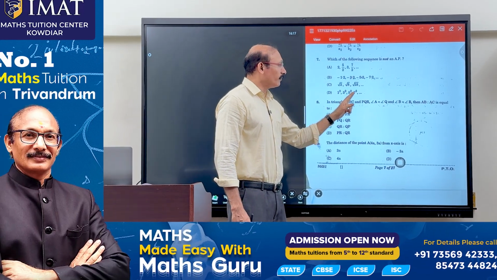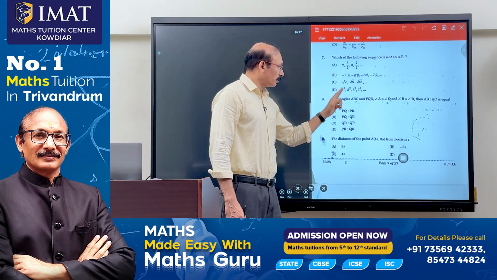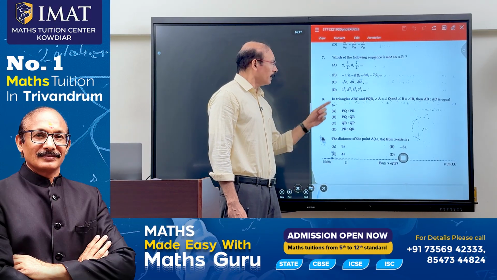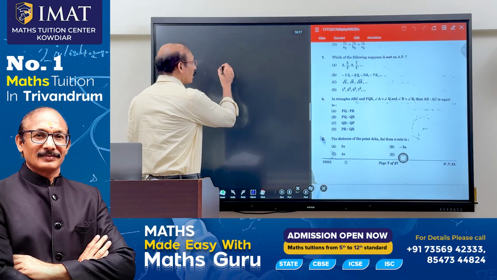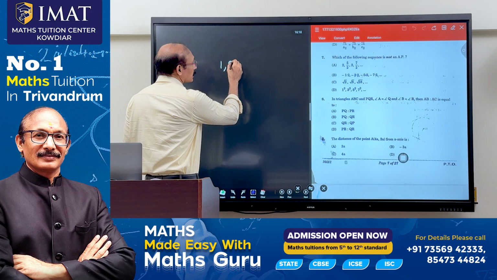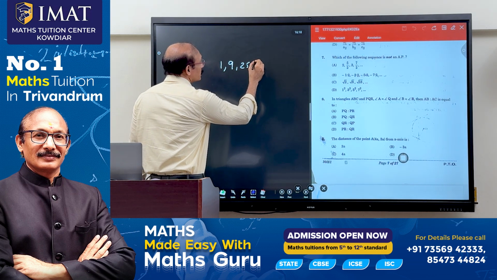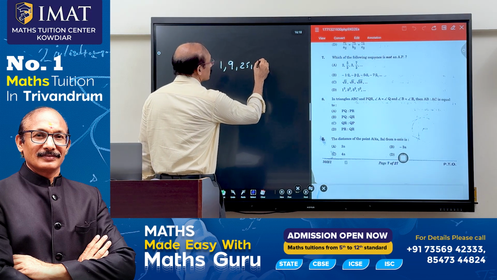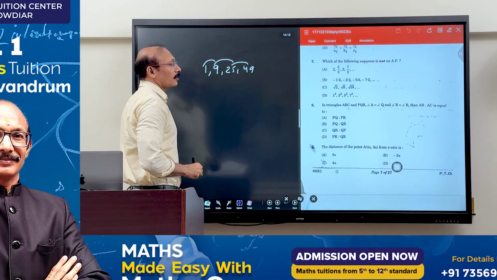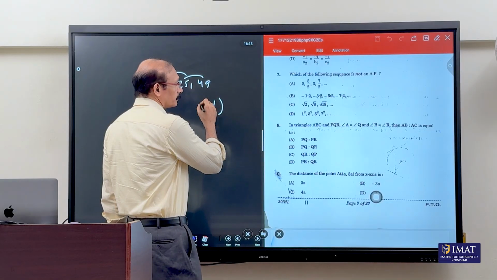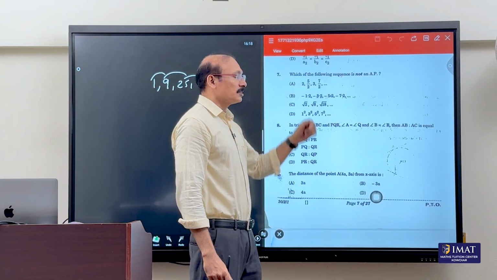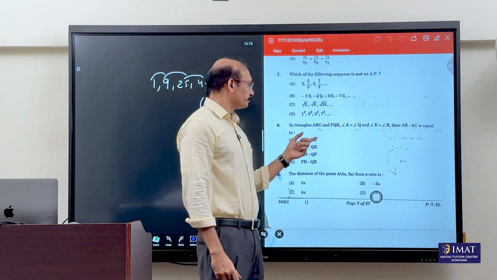Though 1, 3, 5, 7 are numbers in AP, here it is 1 square, 3 square, 5 square, 7 square, which is not an AP. 1 square is 1, 3 square is 9, 5 square is 25, 7 square is 49. You see that the difference between the terms is not the same. So not an AP means the option is D. All the others will be in AP, no doubt.